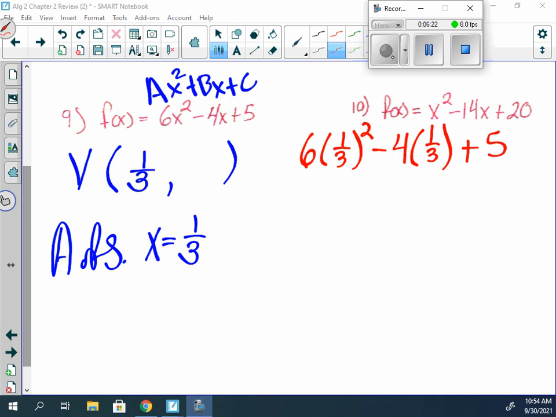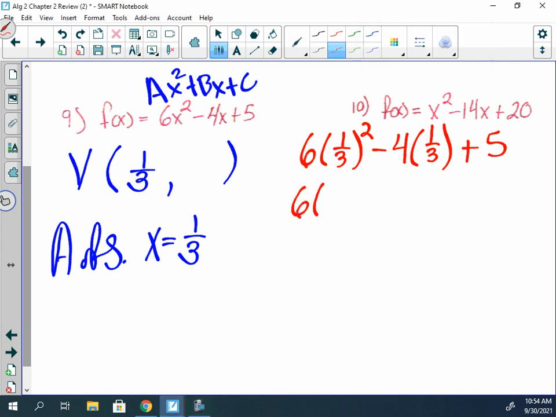Now at this point, we could just type this into the calculator. We can type it straight in, because you can type 6 times 1/3 squared minus 4 times 1/3 plus 5, hit enter, and it would give you the answer. Now 1/3 squared would be 1/9. 4 times 1/3 is going to be 4/3 plus 5. Yeah, we can do that because we'll need to convert it. Now 6 times 1/9 will actually reduce down to 2/3.